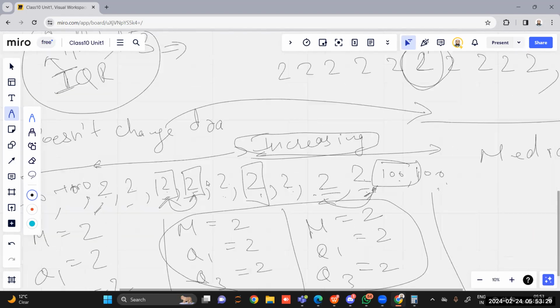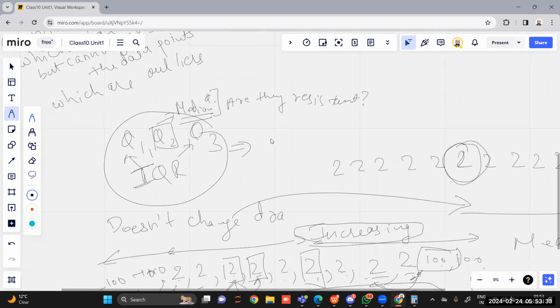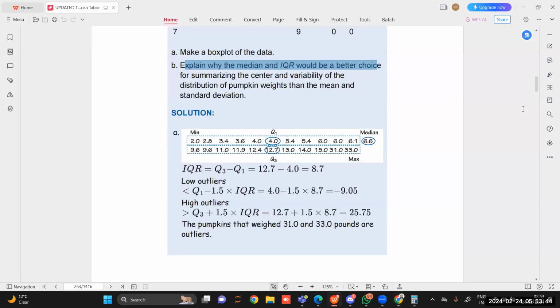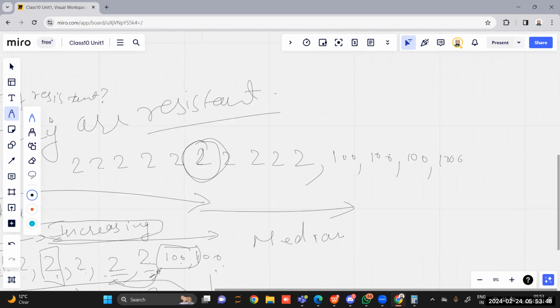These all quantities are resistant. Please remember, I've given you an example. Now is it clear, Zaid? Yes. See, I'll explain one more thing here about what we have seen with an example.